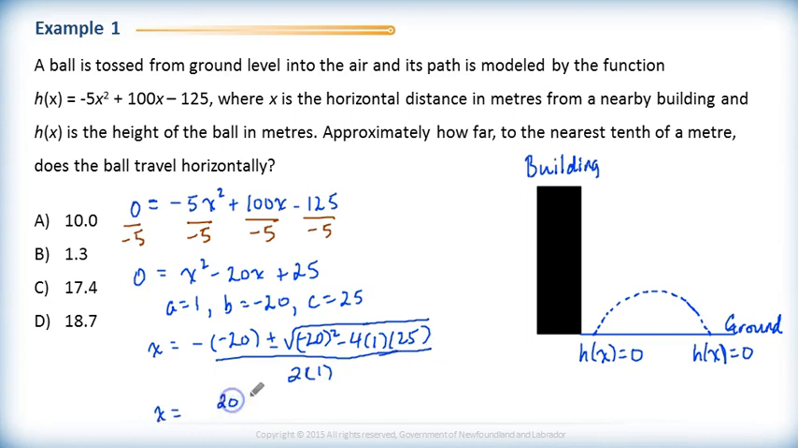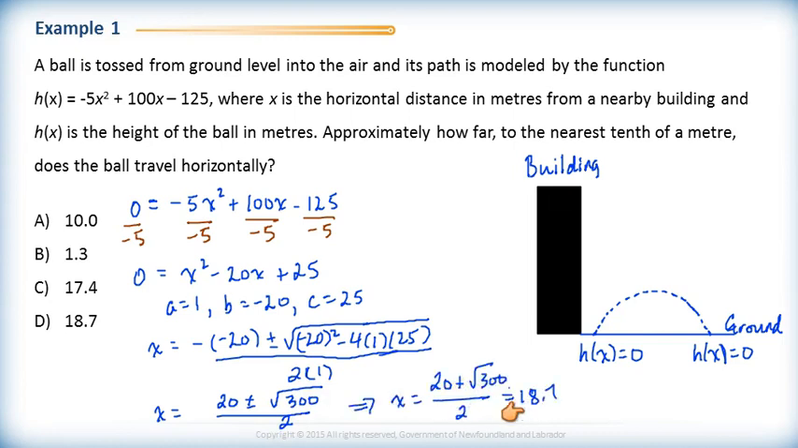So we wind up here with 20 ± √300, all over 2. Now using the plus case, I get 18.7. So that's 18.7 meters from the building there. And using the minus case, I get 1.3 approximately, which is how far the ball was from the building when it started. So the difference between those two distances is 17.4 meters.